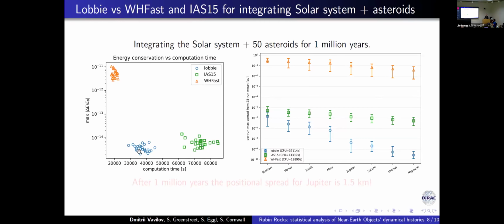We compare it with two well-famous integrators, WHFAST and IAS15. WHFAST, unfortunately, is not that accurate. IAS15 is better, but it's twice as slow as ours. So I think it's pretty good in terms of our integrator.